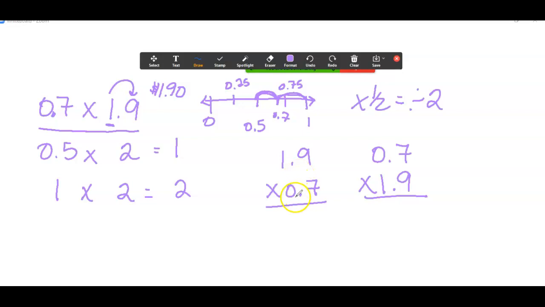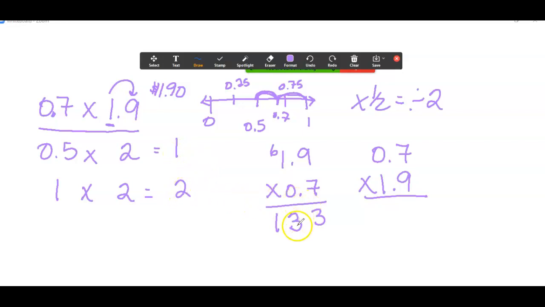So again, I'm going to forget that the decimals are there and deal with the decimals at the end. 7 times 9 is 63. 7 times 1 is 7 plus 6 is 13. I don't need to do anything with the 0 because it would just be a whole row of zeros. So I'm looking here, 133. Well, 133 is definitely not near either one of these estimates.